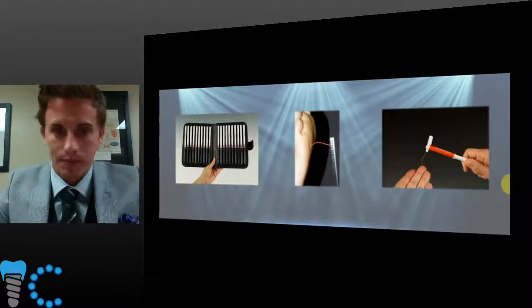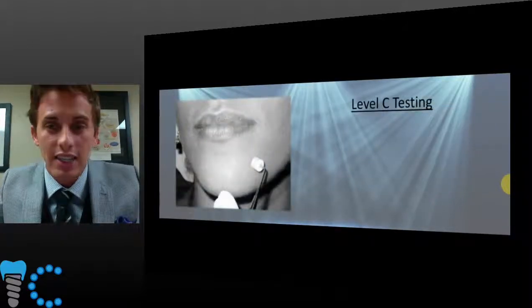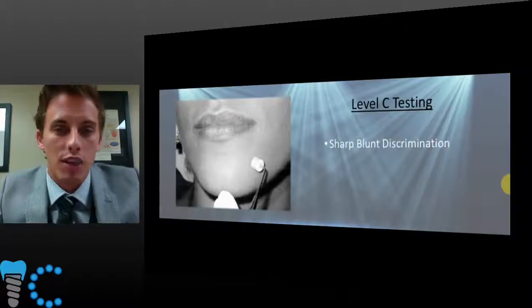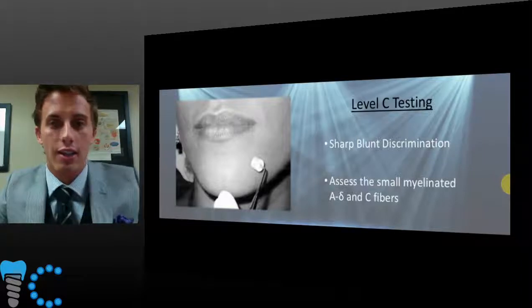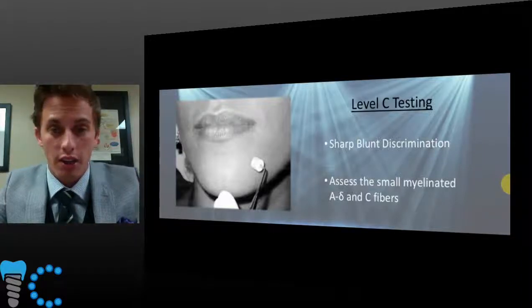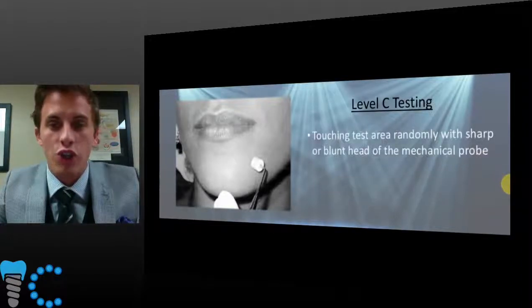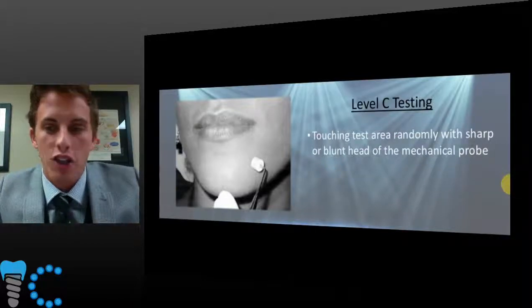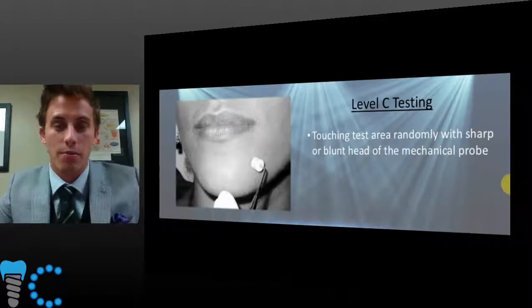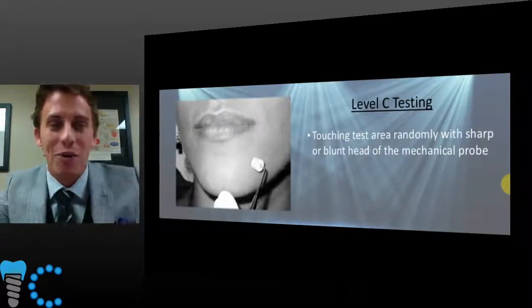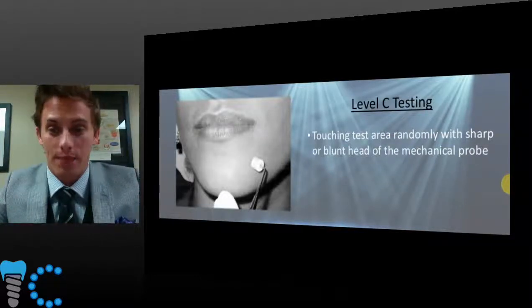Level C testing is a sharp, blunt discrimination test. Again, we're trying to find out a different type of fiber here. So you're going to randomly touch the patient with a sharp or a blunt end, and the patient will either say, ouch, or I can't feel that.